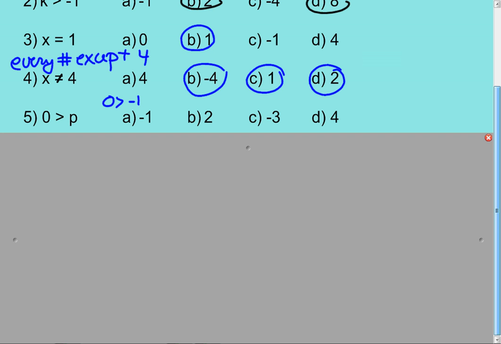Okay. How about 2? Is 0 bigger than 2? No. So, not going to count that one. Is 0 bigger than negative 3? Yes. Think of temperatures. I'd rather have it 0 degrees than negative 3. How about 4? Is 0 bigger than 4? I'd rather have $4 than $0. No, it's not true. See what I'm doing? I'm just finding solutions, numbers that make the sentence true.